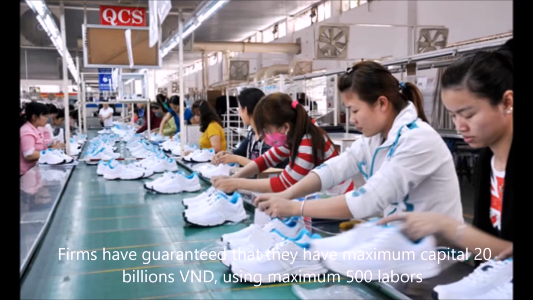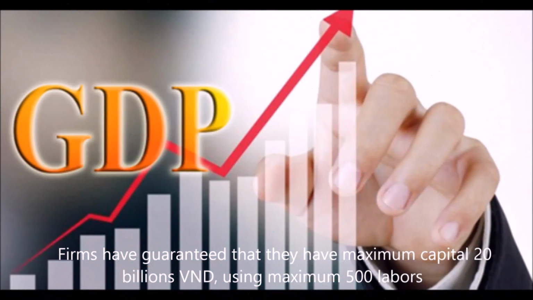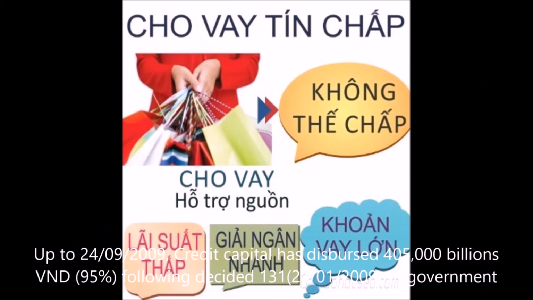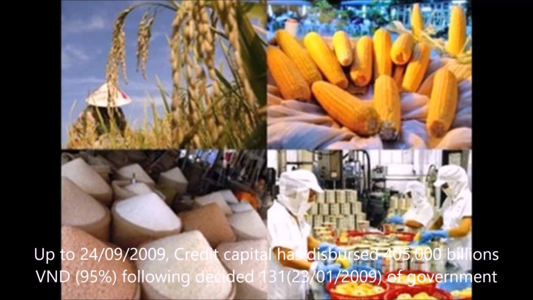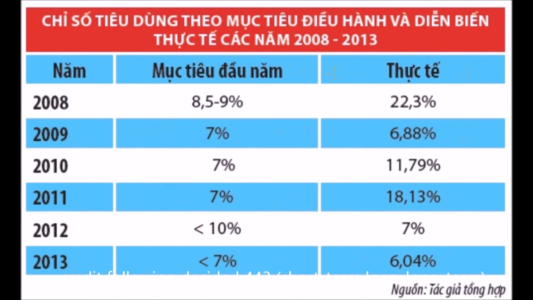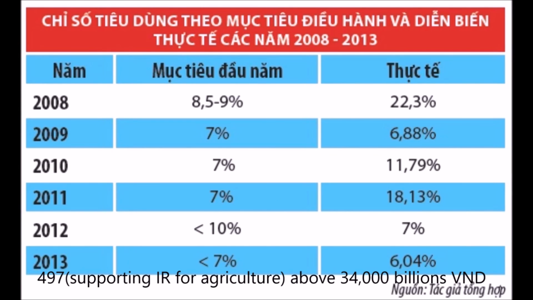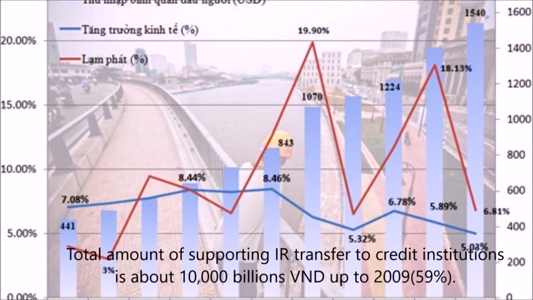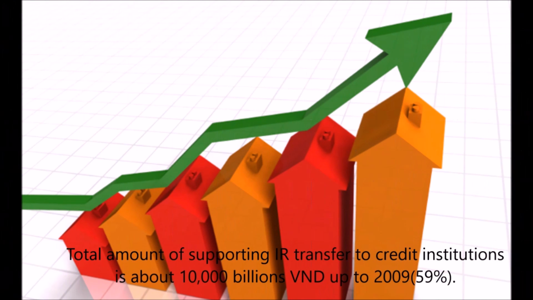Firms are guaranteed if they have maximum capital of 20 billion VND and use a maximum of 500 laborers. Up to September 24, 2009, credit capital has disbursed 405,000 billion VND, 95%, following Decision 131 of January 23, 2009 of the government, credit following Decision 443, short-term and long-term loans, and Decision 497 supporting interest rates for agriculture, above 34,000 billion VND. The total amount of interest rate support transferred to credit institutions is about 10,000 billion VND up to 2009, 59%.